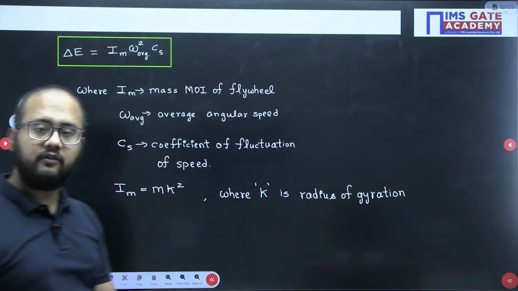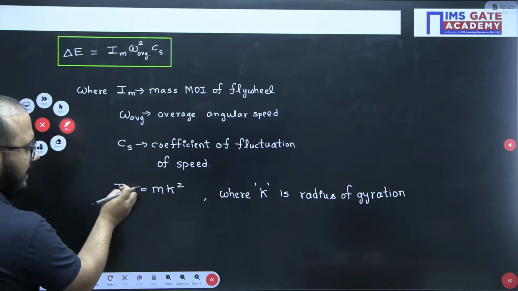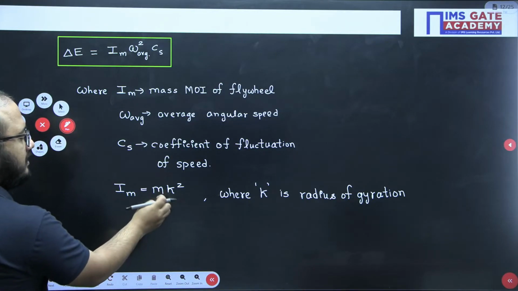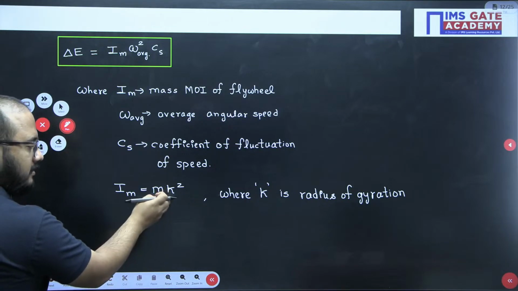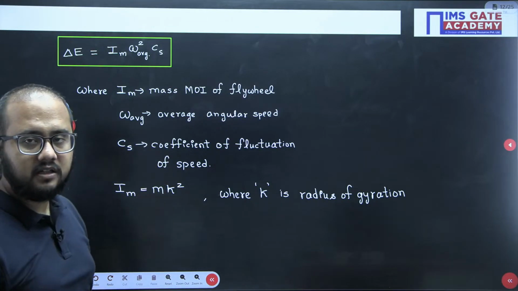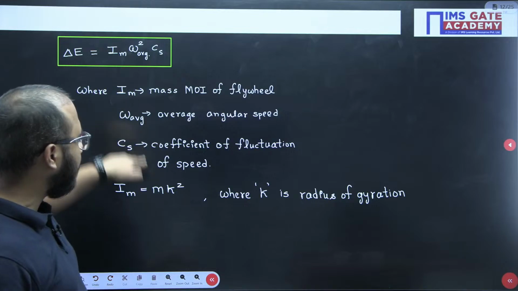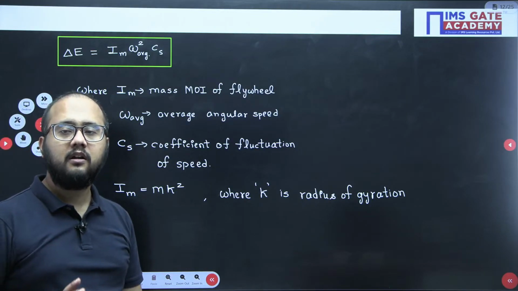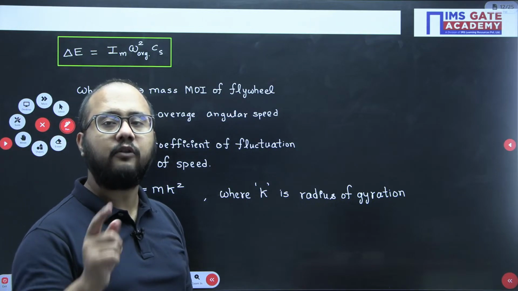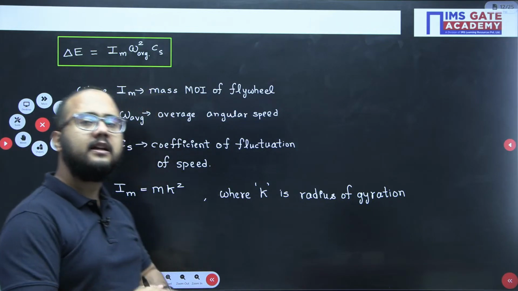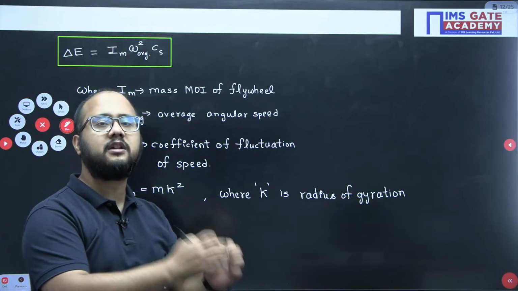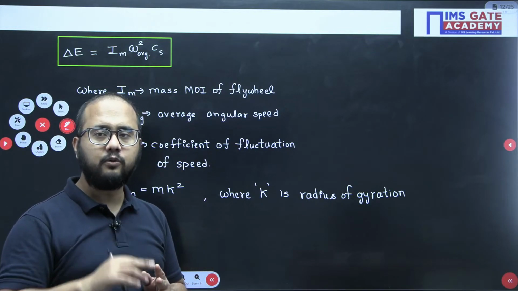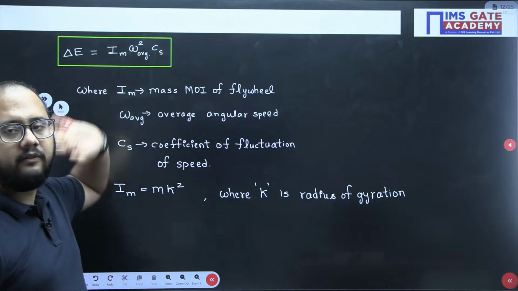K is the radius of gyration, right? So mass moment of inertia can also be expressed as m, that is mass, multiplied by k square, the radius of gyration squared. So instead of putting Im, we can put this formula directly, and we can also calculate the mass of flywheel required, because sometimes they will ask for the mass of flywheel required, or sometimes they will ask you to calculate the mass moment of inertia value. These are the two kinds of questions, or Cs value or omega average value.